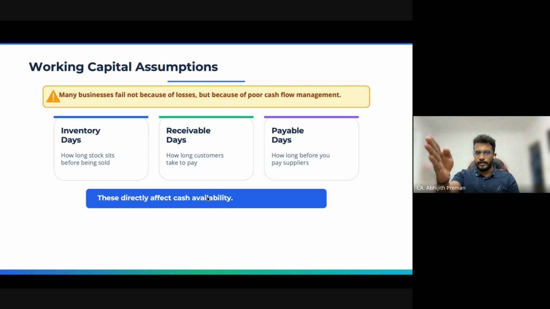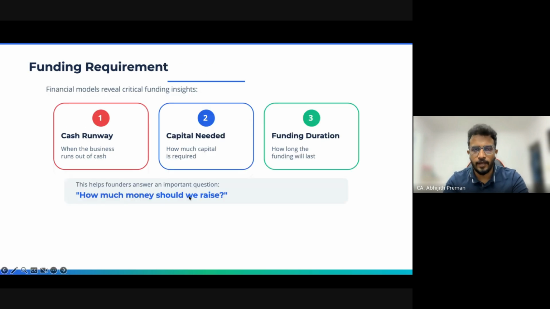Okay. So inventory days, receivable days, payable days. These are the main three things which affect your cash flow. And you need to make a very clear-cut assumption on these things, not just on the profitability aspect alone. You need to have a very clear-cut idea on the working capital assumptions as well. These directly affect the cash availability. Like I've told already, these things actually affect the cash that you have in your hand.